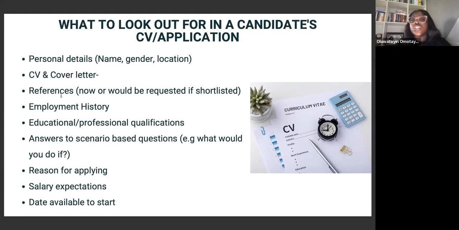Okay. You also need to look at their educational and professional qualifications, depending on the role that you are advertising for. For example, if someone is going to apply for the role of volunteers coordinator, what are some of the things, what are some of the qualities that you should look out for? Let me hear you in the chat section. A volunteers coordinator, what qualities do you think you should be looking out for?